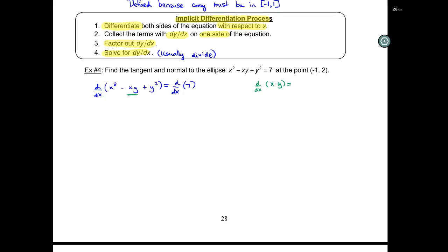Okay, so do you want to take the derivative of x or y first? X. Okay, derivative of x is 1. Keep the second part the same. Okay, so derivative of x is 1, and then we keep the y. Okay? Now we're going to keep the x, but we're going to have derivative of y. Well, that's just dy dx. Are you okay with that?